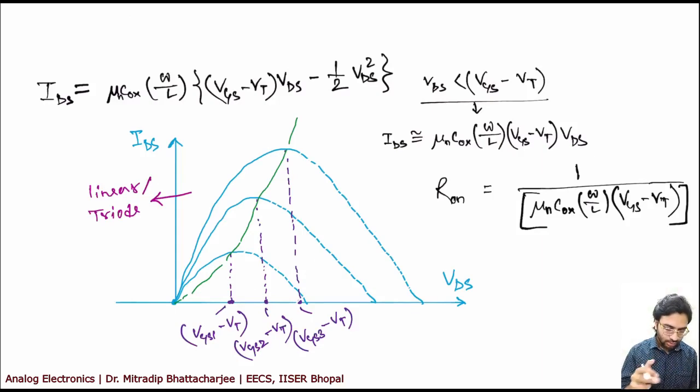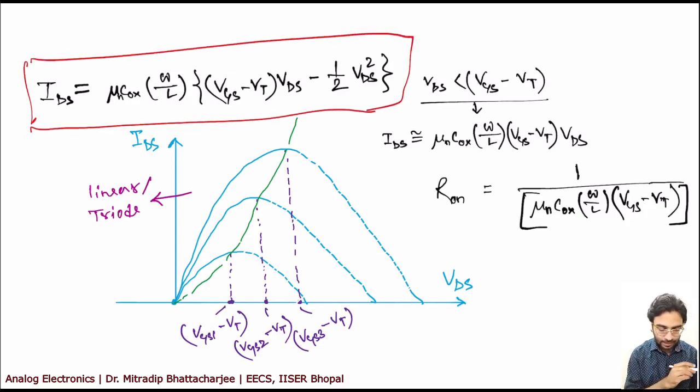So just to explain a little more about this linear region, let me give you some details. If you take this equation and plot this, what is the expression that you are getting? Your IDS versus VDS plot. In your IDS versus VDS plot, this is X and this is Y.